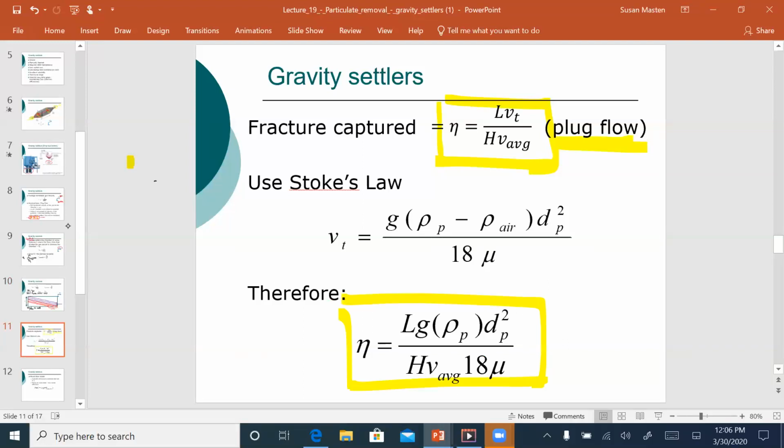In some cases, because in most cases the density of your particle is much greater than the density of air, you'll see equations where this term is assumed to be essentially zero because it's so much smaller. A number of things also with Stokes' law: we're assuming spherical particles. We're also assuming no interactions between particles.